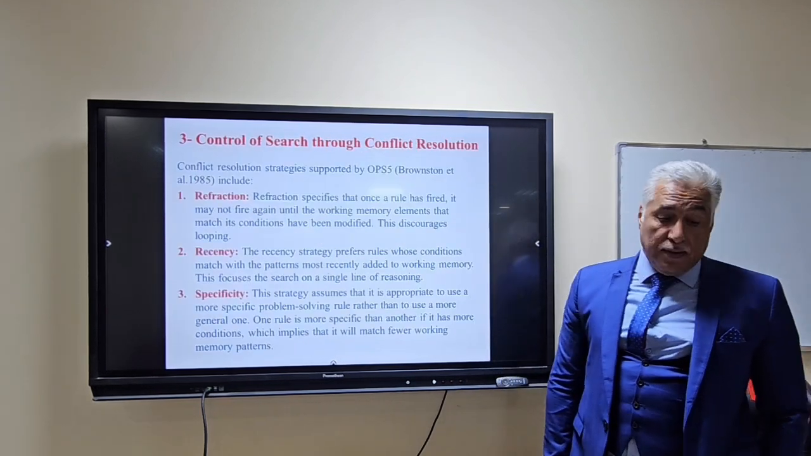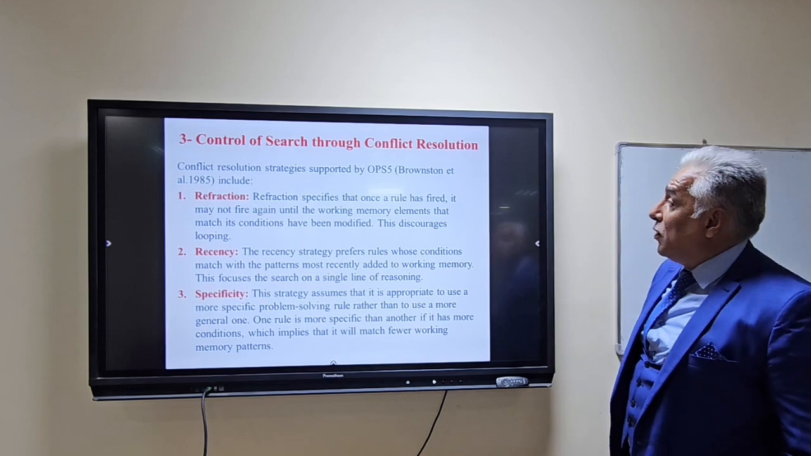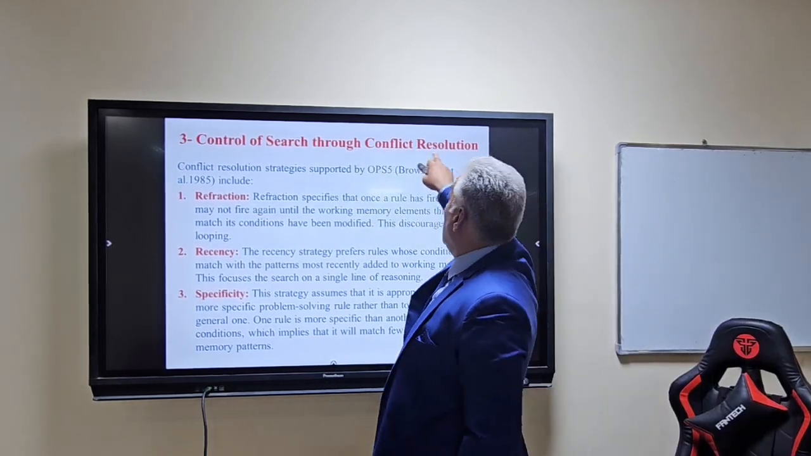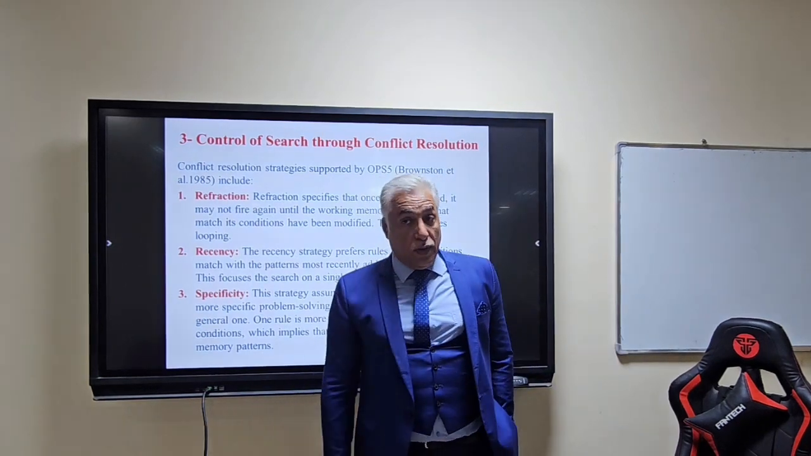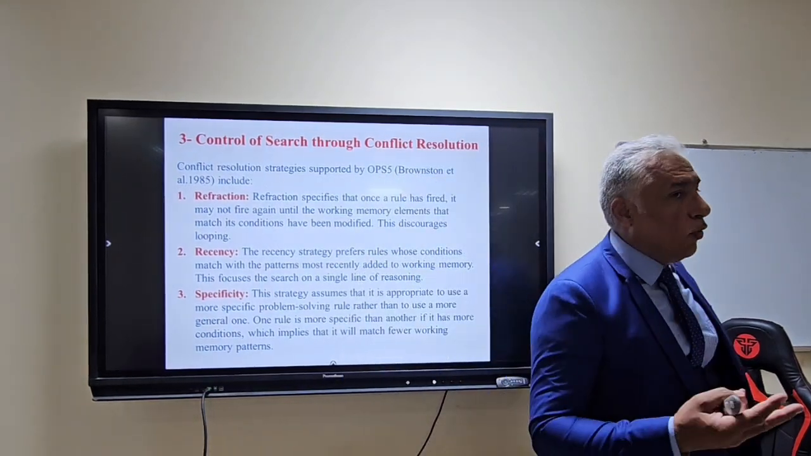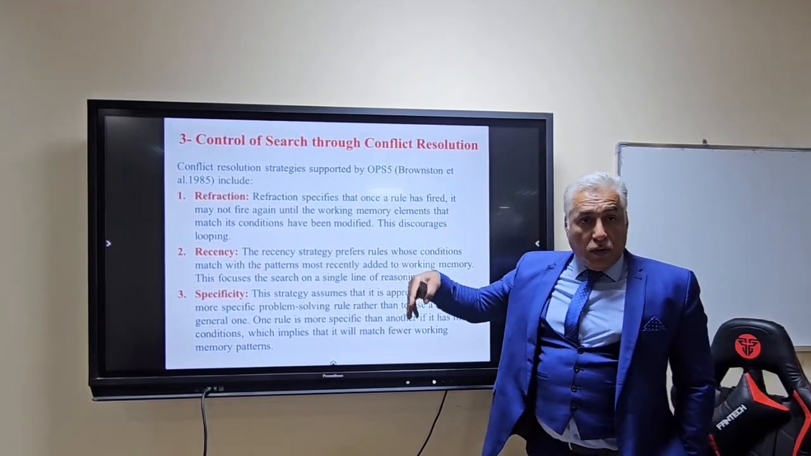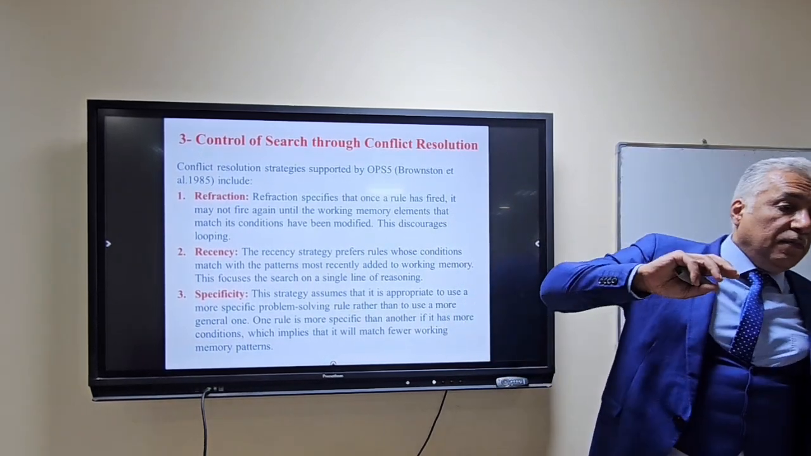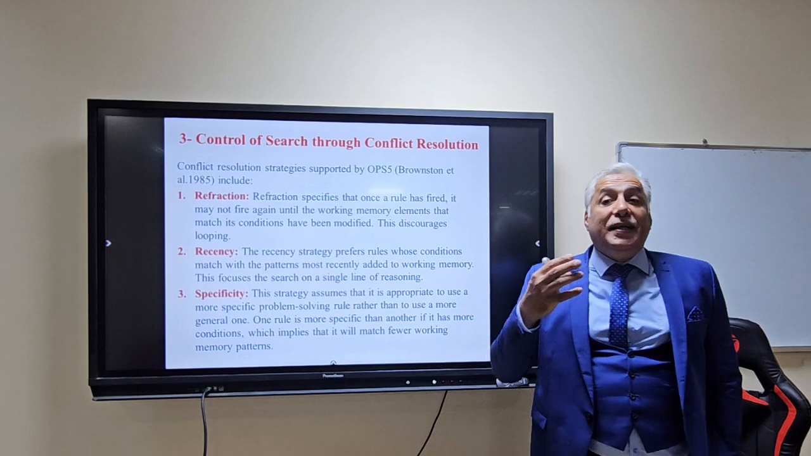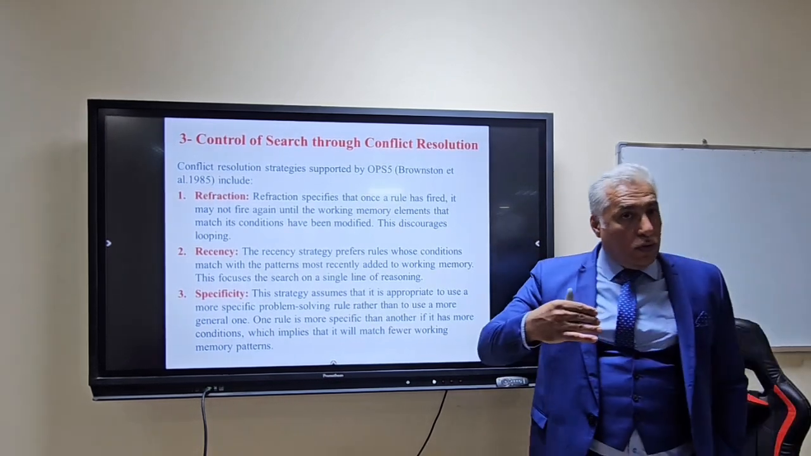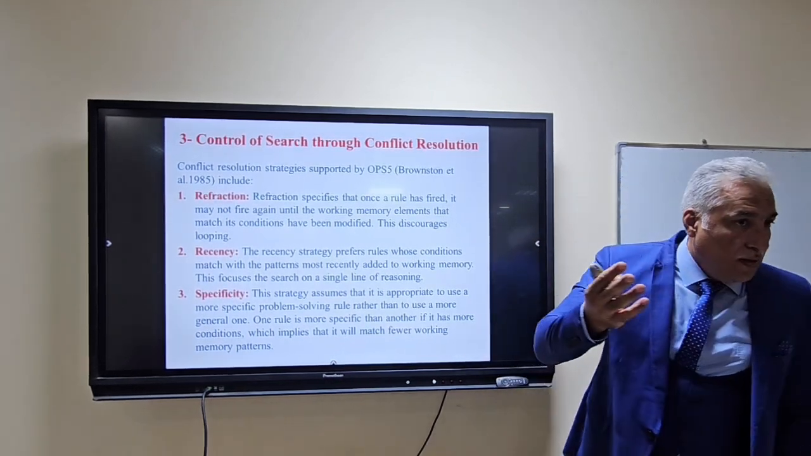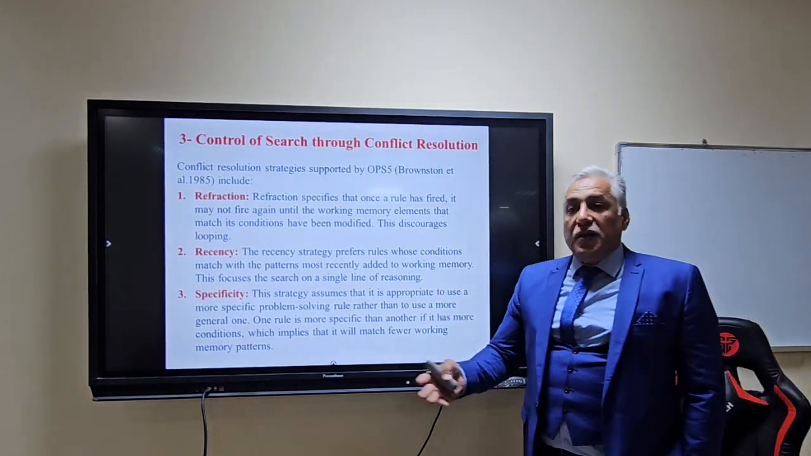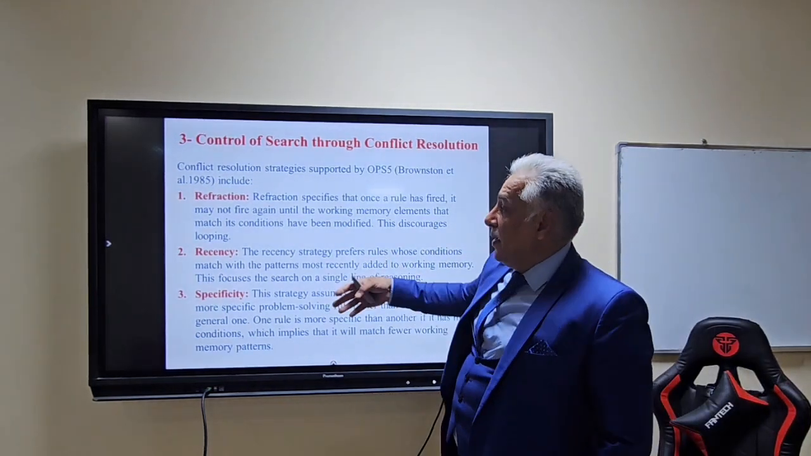Now, the third topic, control of search through conflict resolution. Which one of the rules will be used as the final rule here? The control here focuses on how I can select which one of the rules to fire. What's the criteria that we use to select the first one or the second one and so on?